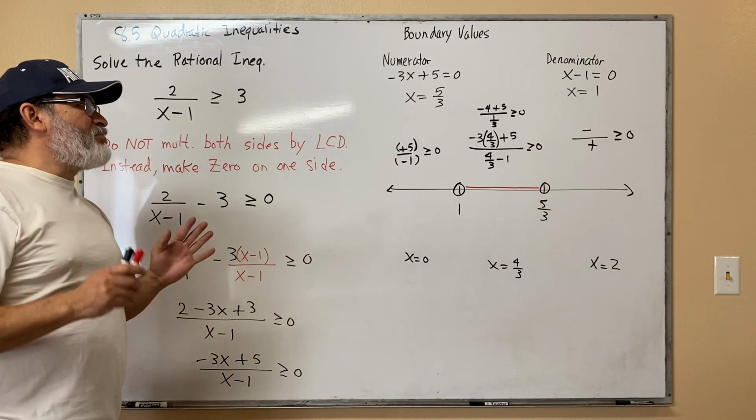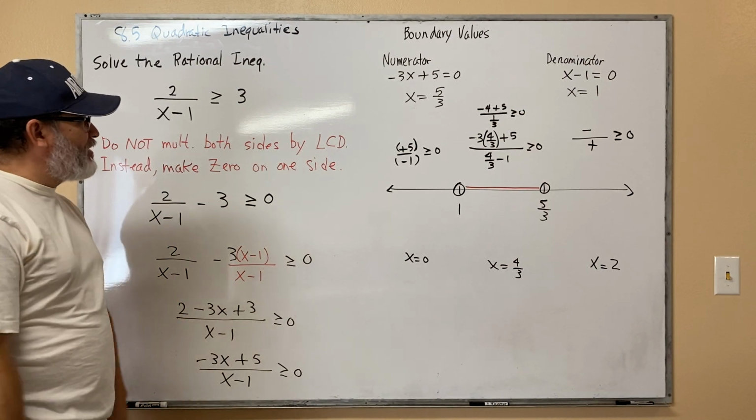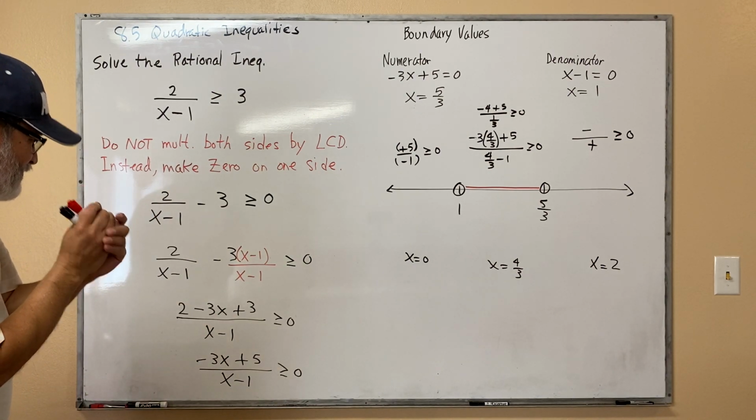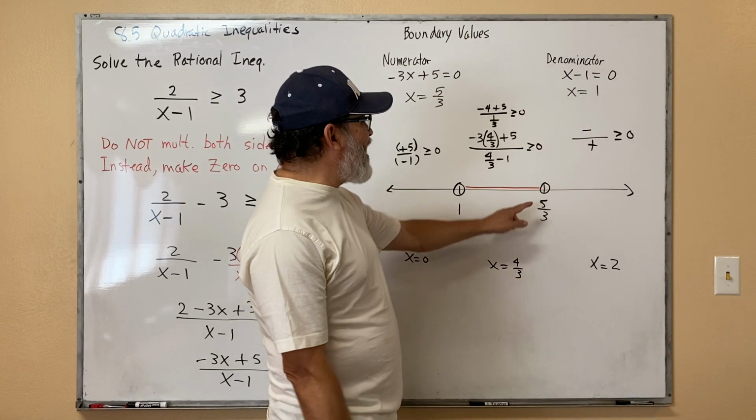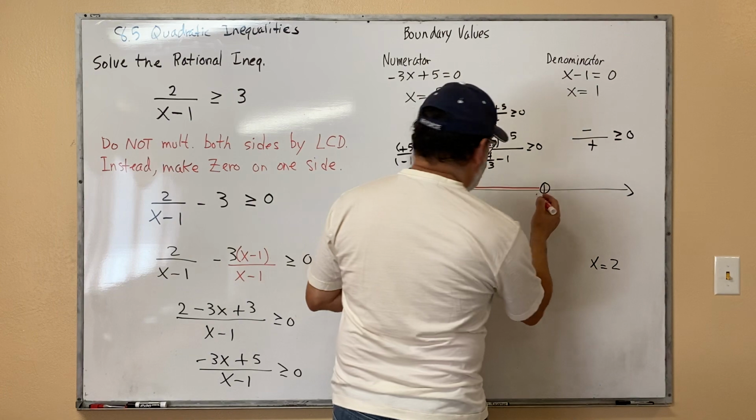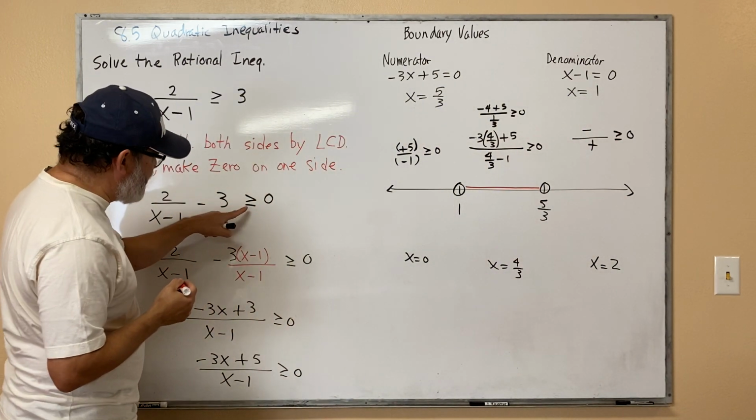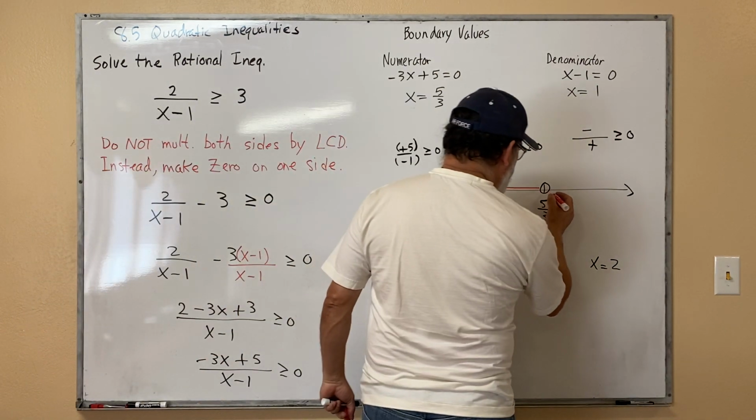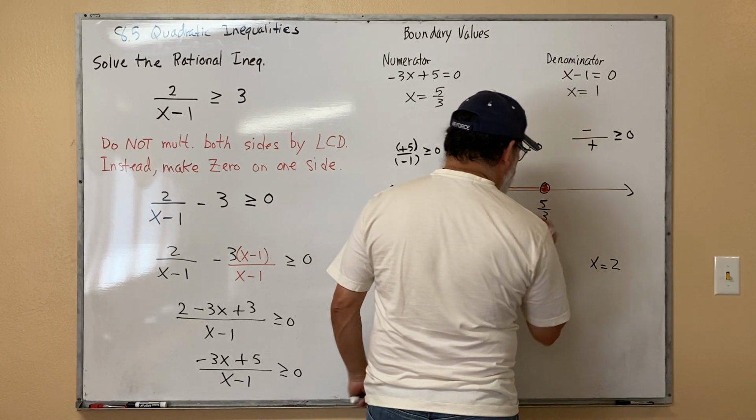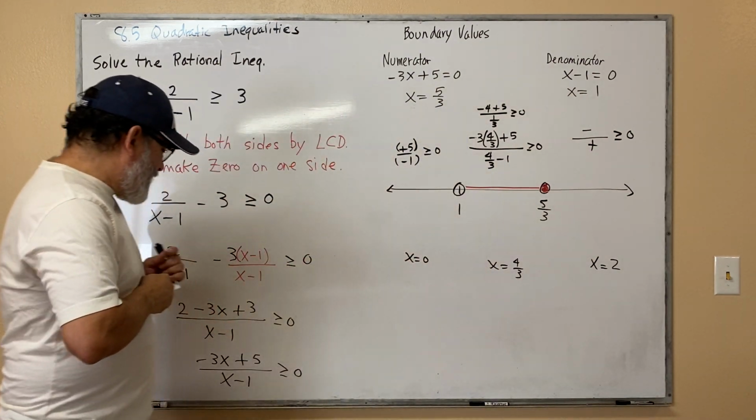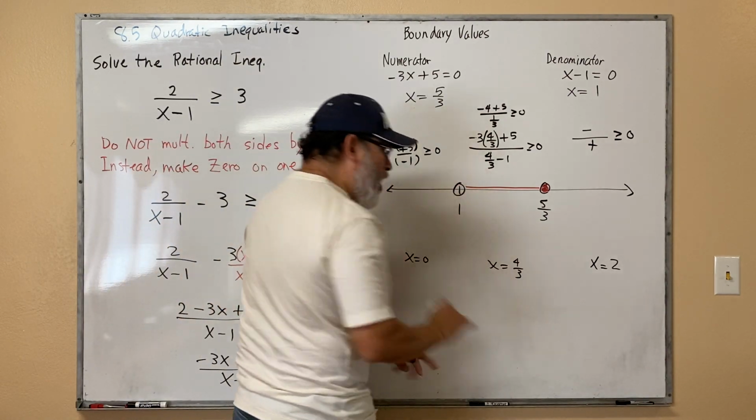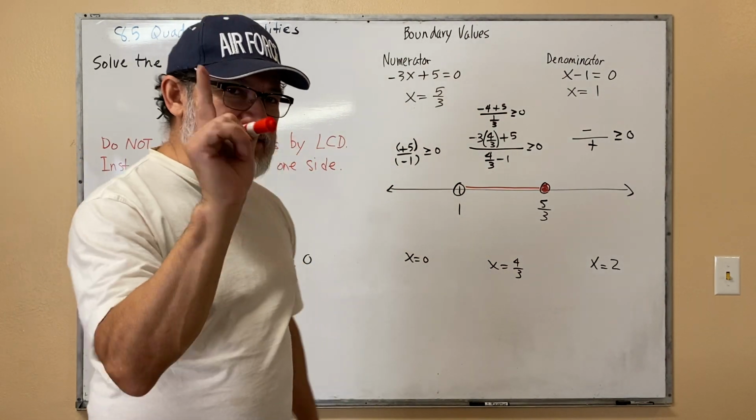Now, what about the boundary values? Well, let's see. The boundary value 5/3 is shaded. Well, you say, okay, wait a minute, it has equal. Okay, 5/3 is shaded. Yeah, 5/3 is shaded. You're saying, okay, I agree. Is 1 shaded? No. 1 is not shaded.